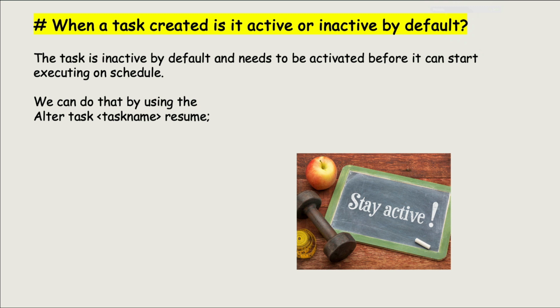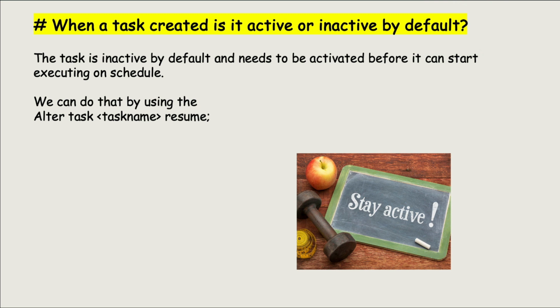Now, it is very simple to activate an inactive task, and we can do that by using the alter task name resume command. In order to determine if a task is active or not, the best way to do it is to do the show task command. The show task command will provide us information on if the task is active or not.